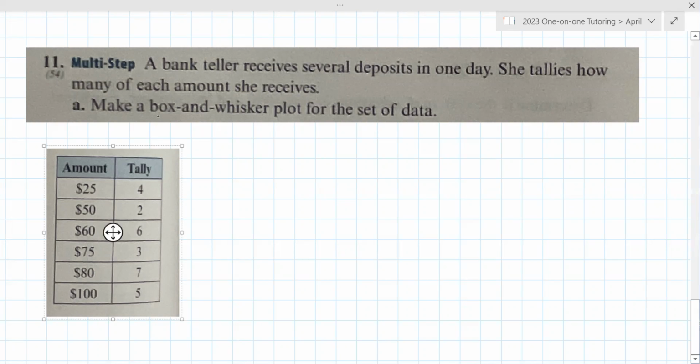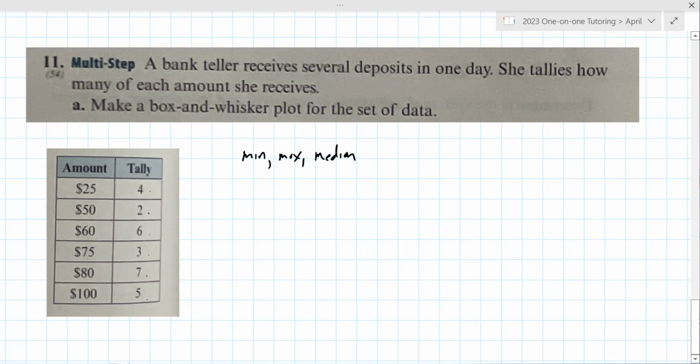So for a box and whisker plot, you need the min, the max, and the median. Which really means lining up all these data points in order. But because they've got tallies, I guess we can do it without doing that. There's just a lot here. So let's just add up the tallies. 4 plus 2 plus 6 plus 3 plus 7 plus 5.